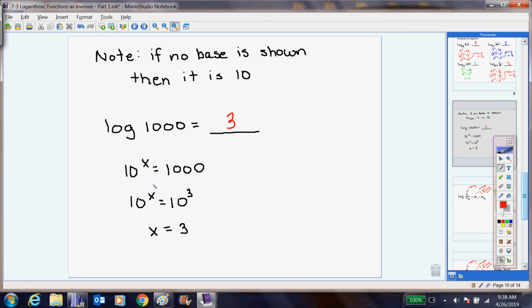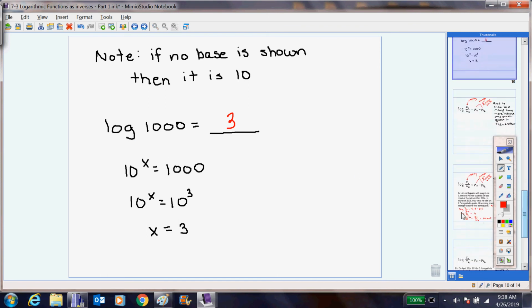So just keep in mind that there is an implied base, just like if there is nothing in the crook of the square root. So this is log base 10 if it's not showing anything.